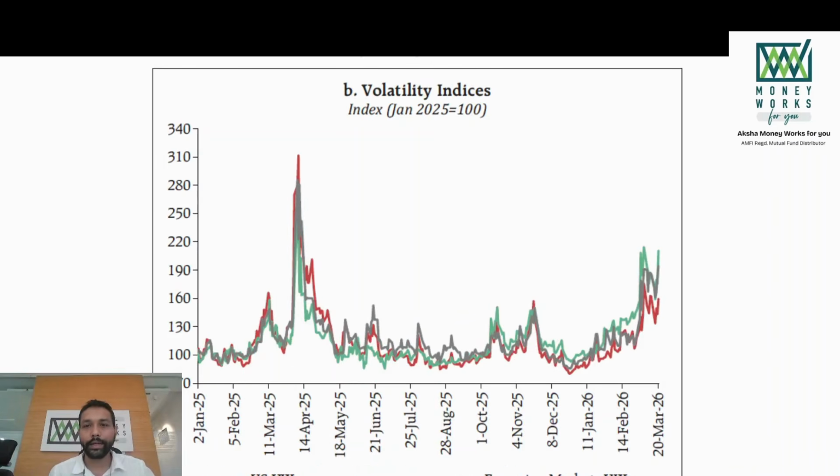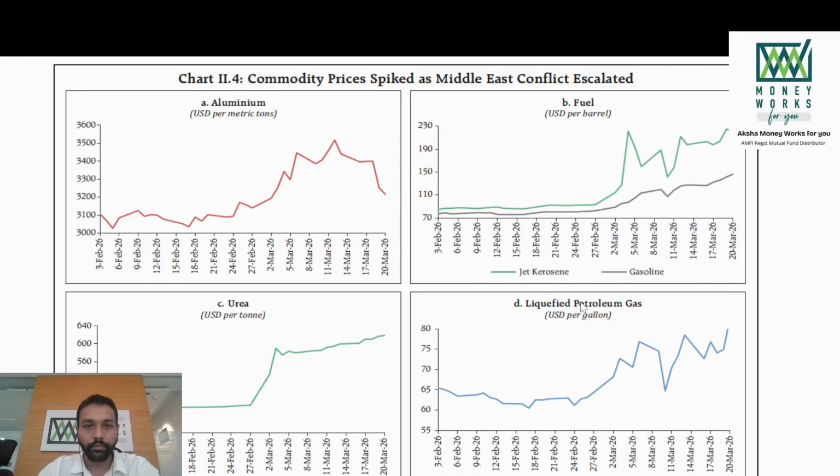The next slide is about the volatility index. Recently there has been a war, so there has been a greater impact on emerging markets. There is a greater increase in the emerging market VIX, then comes the Europe market VIX, and the least increase is in the US VIX. So clearly emerging markets have been affected more due to this war.